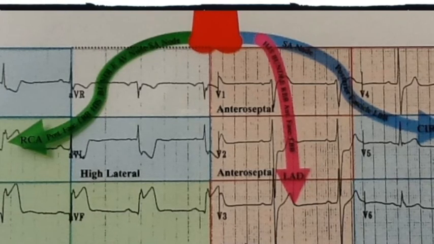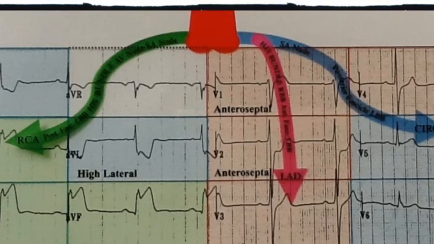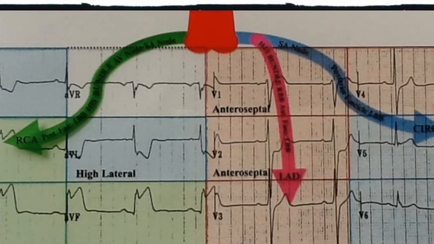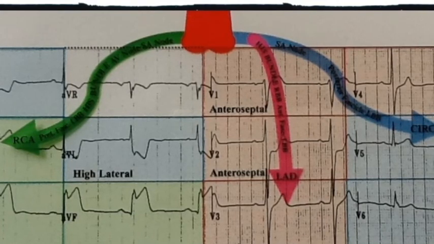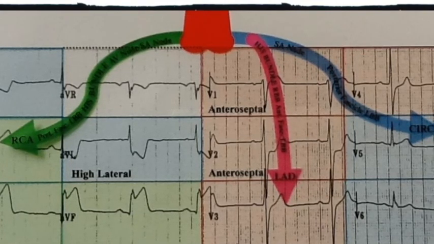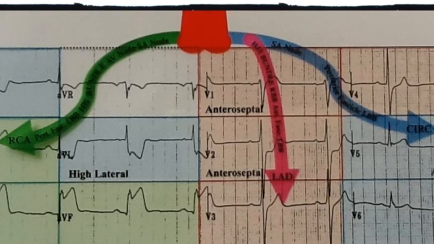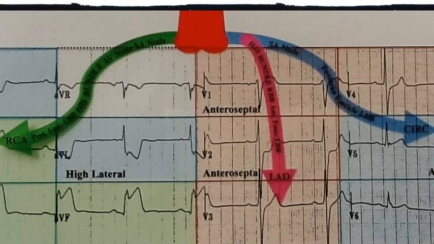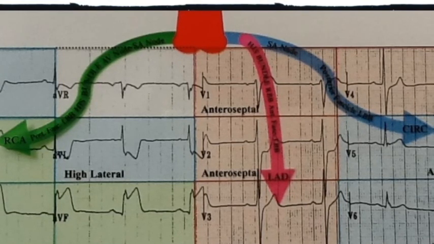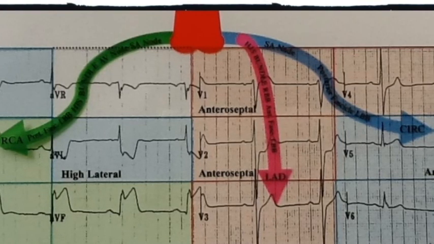You may also see a left anterior fascicular block, but that's okay. We can live without our left anterior fascicle if we need to. And finally, our anterolateral and our high lateral leads are fed by the circ, or the circumflex, which feeds the SA node, or part of it, and the posterior fascicle of the left bundle. So you might see a new left bundle here. That's okay, won't kill you.